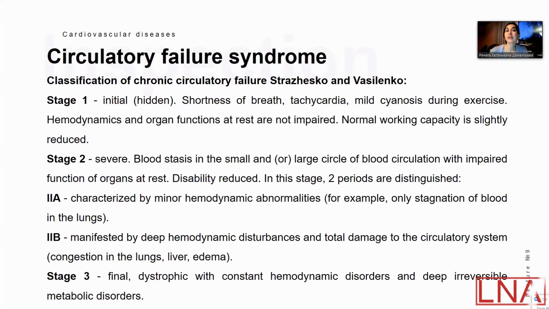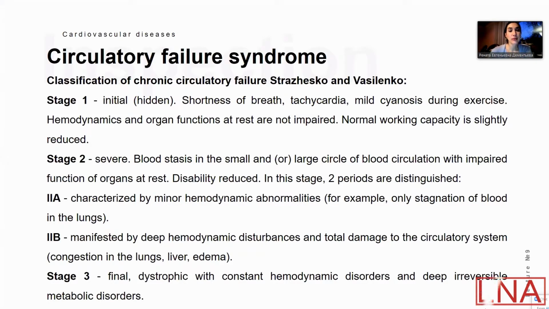Classification of heart failure or chronic circulatory failure by Strazhesko and Vasilenko. We can differentiate 3 stages, but the second stage we can divide into 2 substages, A and B. Stage 1 is initial or hidden heart failure: shortness of breath, tachycardia, mild cyanosis during exercising, as signs of heart failure. Hemodynamics and organ function at rest are not impaired, and normal working capacity is slightly reduced.